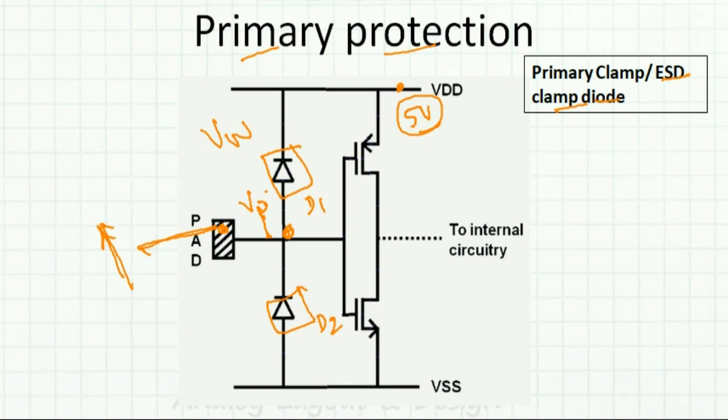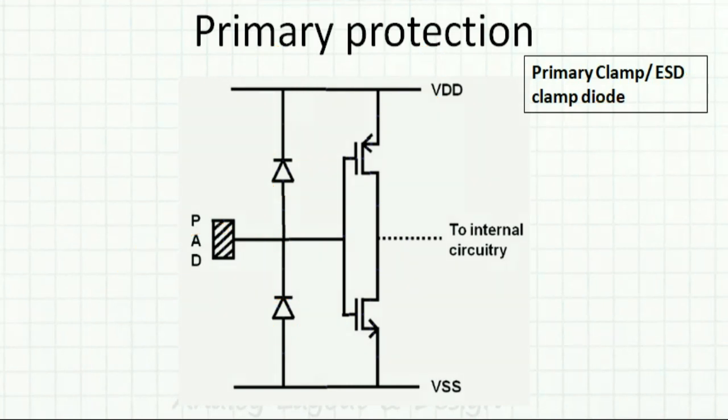If VP goes higher than 5 volts, what happens to this diode? This diode turns on. What will be this voltage? This will be 5 volts, plus 0.6 volt across the diode, so this voltage will be 5.6 volts, and it will not go beyond that because the entire discharge will happen from here. All the charges will go to VDD, and from there where will it go, we will see later. But basically if some voltage is more than 5.6 volts, it is clamped to 5.6 volts. That's why this is called a diode clamp.